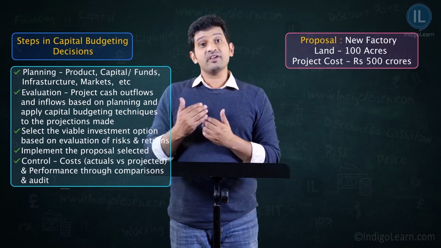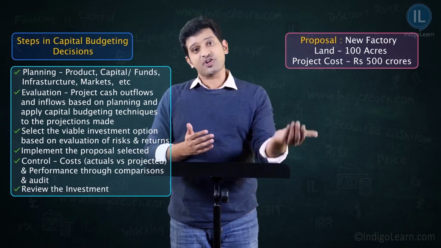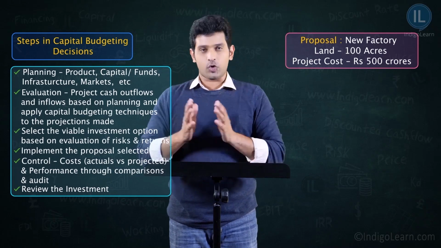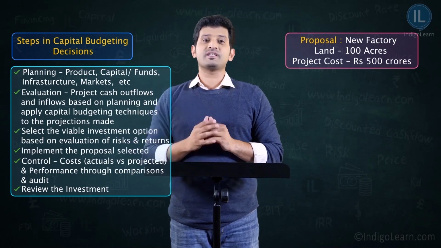Now what is it that we expected to generate, and what is it that we are actually generating? This is called a performance comparison. Like this we will have to control. And the last step that comes here is review.